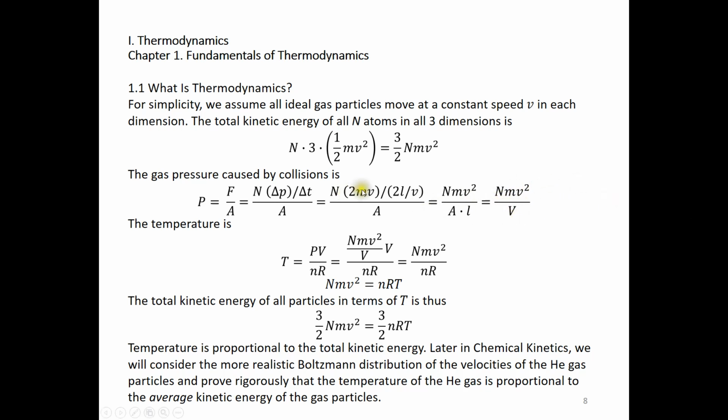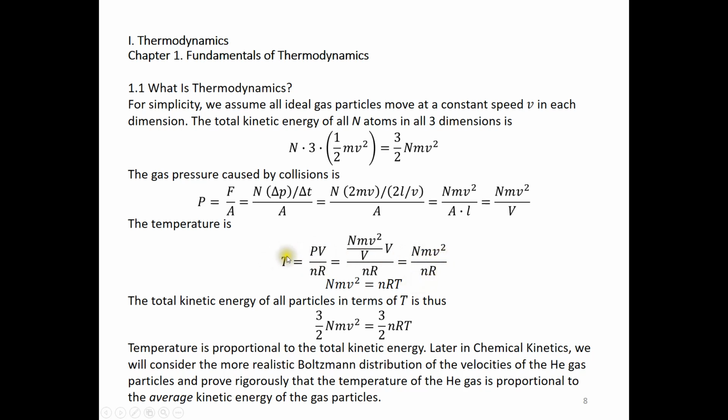Why do we have V? Because we have L here, we have A here. L is the side length and A is the area. A times L is the volume of the container. Alright, and also we know temperature is PV over nR for ideal gas. And then we can plug in the expression of P. P is this we're plugging in here, we get temperature. Temperature is equal to the number of helium atoms times the mass times v squared over nR.